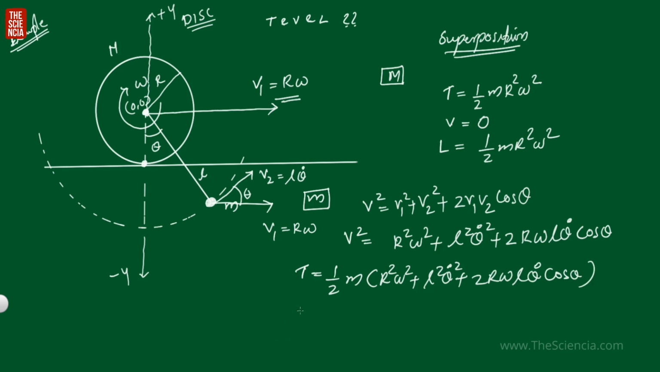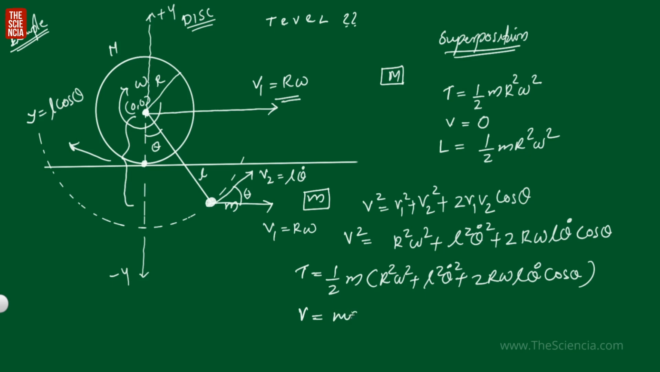Now we have to find the potential energy V, and here you see this is the y, and this y value is equal to l cos theta.